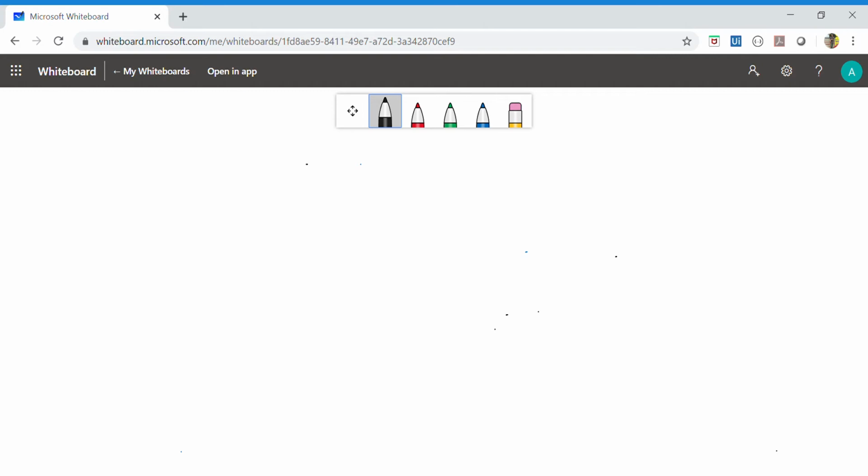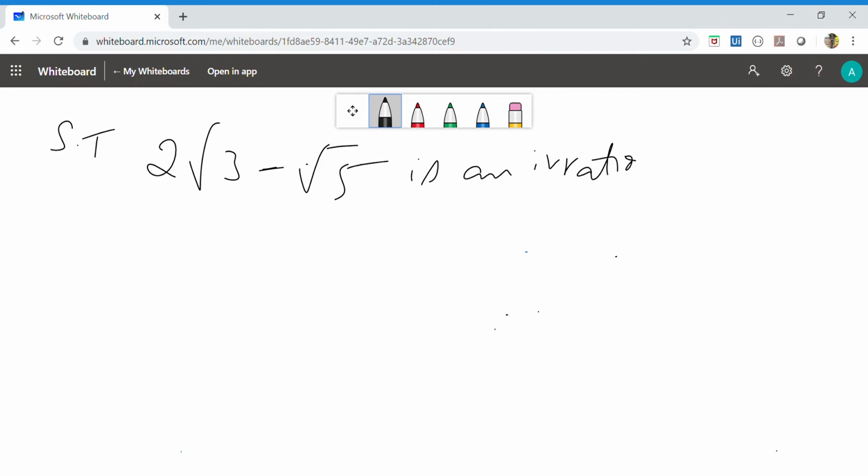And the second case is, if both are irrational numbers, then how can you solve? Suppose I take: show that 2 root 3 minus root 5 is an irrational number. So here also we use the indirect method of proof. We have to assume that 2 root 3 minus root 5 is a rational number.